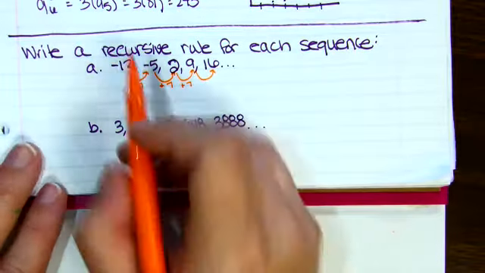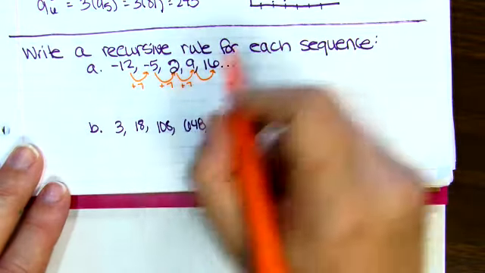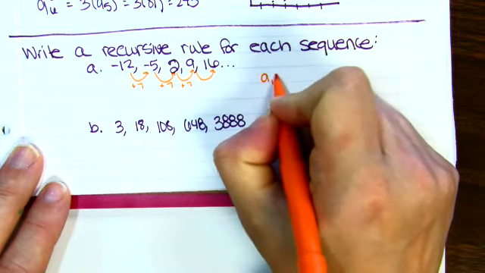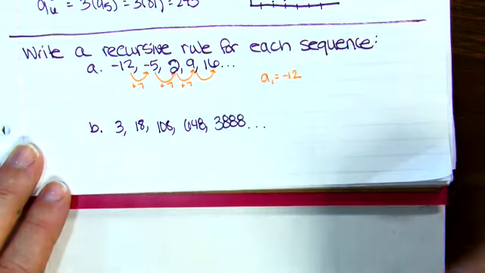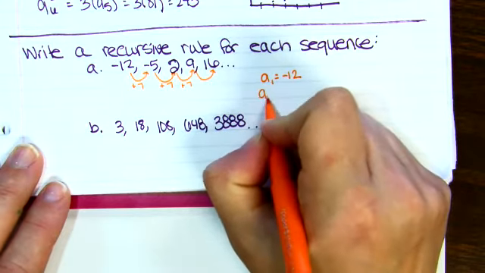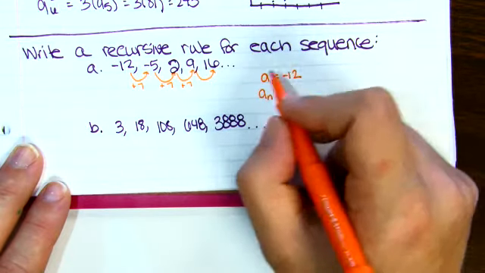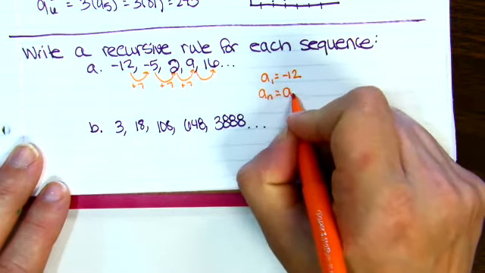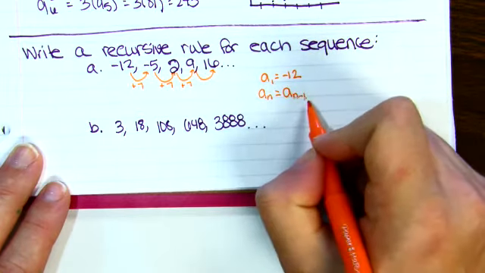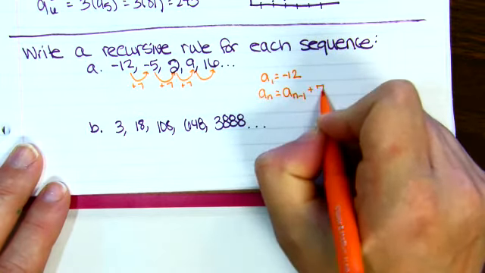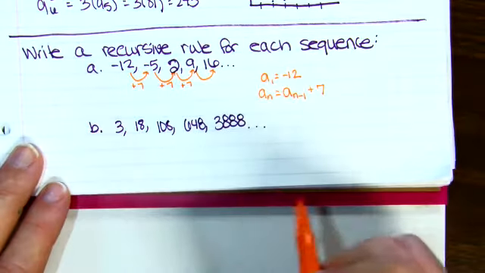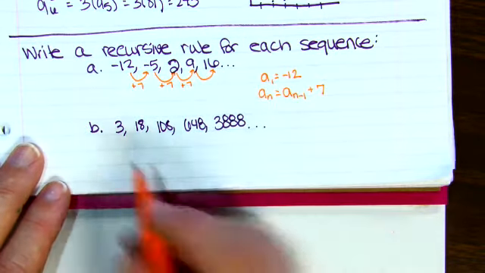So in order to write a recursive rule, remember you need the first term. So I'd say a sub 1 equals -12. And then to find the nth term, you just need to write what you do to the term before. So to find the nth term, I take the n minus 1 term and I just add 7. So that was pretty straightforward.